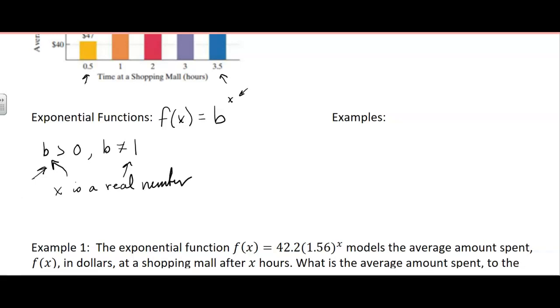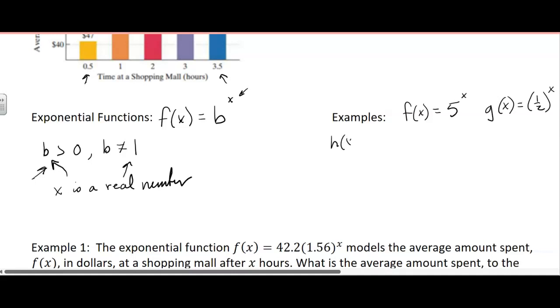So what looks like an exponential function? Well, you could have f of x equals 5 to the x power. That would be exponential. g of x equals 1/2 to the x power. That would be exponential. h of x could equal, well, I'm going to put this in here, -3 to the x plus 1. That is an exponential function. Notice that the 1 is up in the exponent. It doesn't have to be, but that's how I have it written.